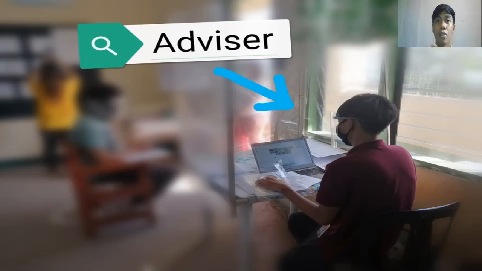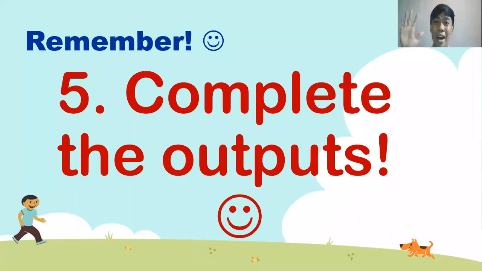Not only that, if you also have problems regarding the activities, you can go to the advisor. If you are having a problem with the subject or learning area of your child directly, go to the subject teacher and we can definitely talk about the problem of your child in that specific subject or learning area. And lastly, number five, you must be able to complete the outputs. There you go. Mission complete. You should be able to complete the papers submitted for your child.